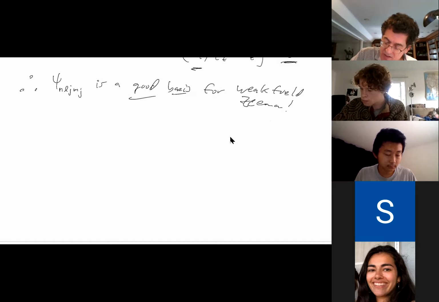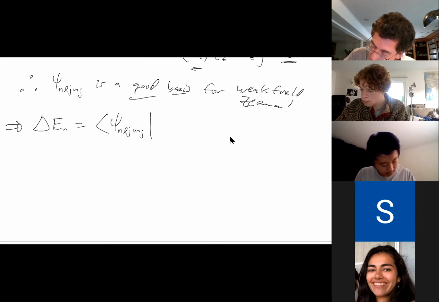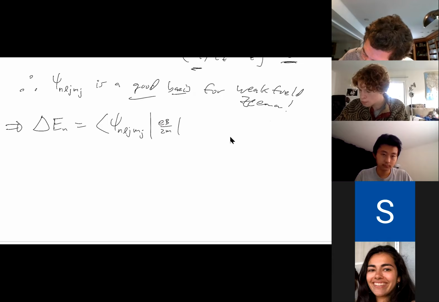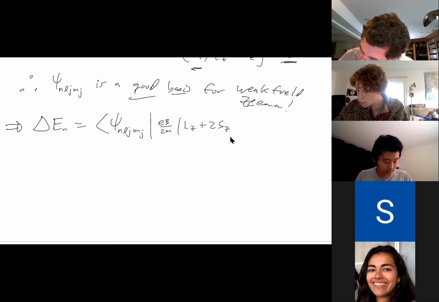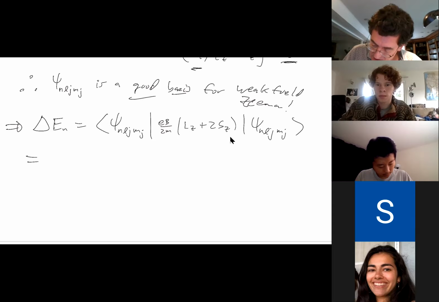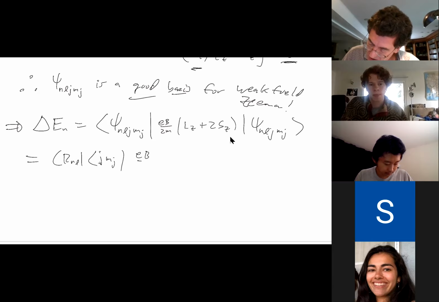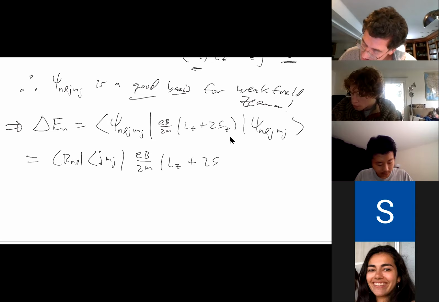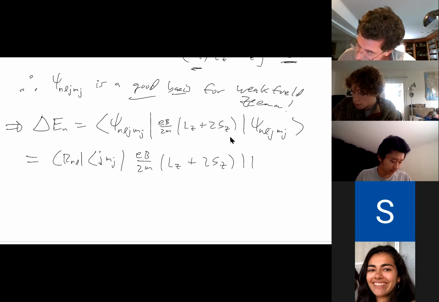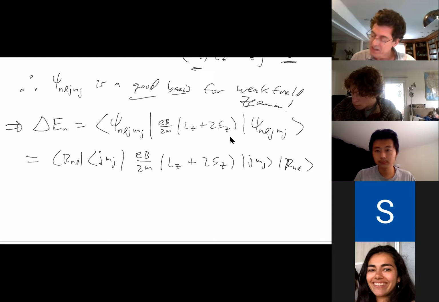And so the change in energy, delta E_n, is just going to be psi n l j m_j, Zeeman, which is eB over 2m times LZ plus 2SZ, psi n l j m_j. Now I can just plug in. This part is not too hard, but a little harder than before. Let's plug in R_nl, the radial part, then the j m_j part, and now we have eB over 2m, LZ plus 2SZ, then j m_j and R_nl. Now we just have to calculate that.